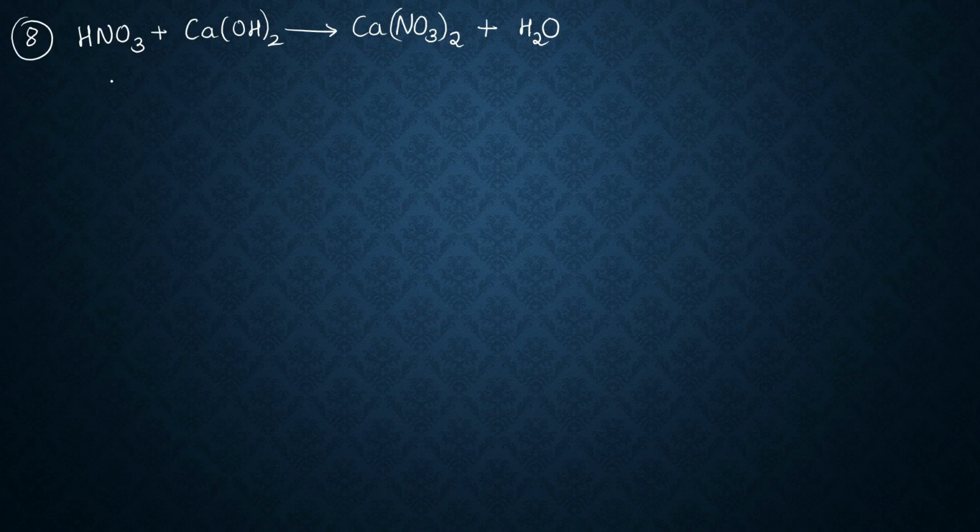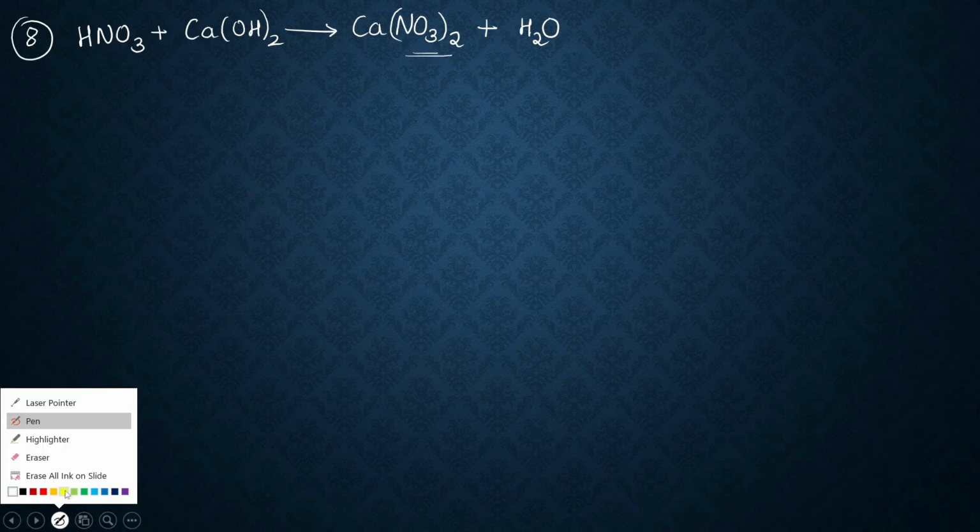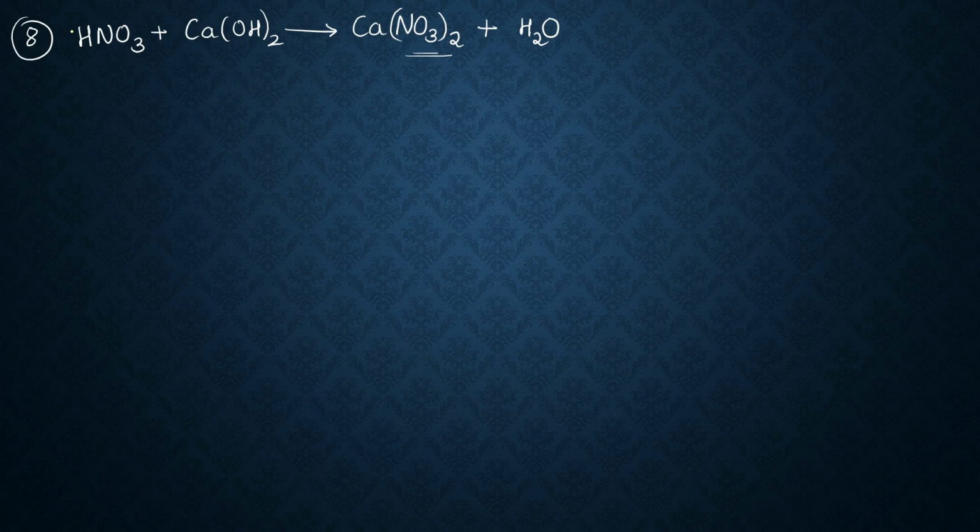Now next question. HNO3, nitric acid, reacts with calcium hydroxide to form calcium nitrate and water. So now start balancing the equation. If you see here, the nitrate is 2 in number, but on the reactant side it is just 1 in number. So for that, I'll just multiply this by 2. So the nitrate is balanced, hydrogen is also balanced, calcium is also balanced, but your hydroxide is not balanced, OH twice. So I guess it's better to solve this in the long format: calcium, oxygen, hydrogen, nitrogen.